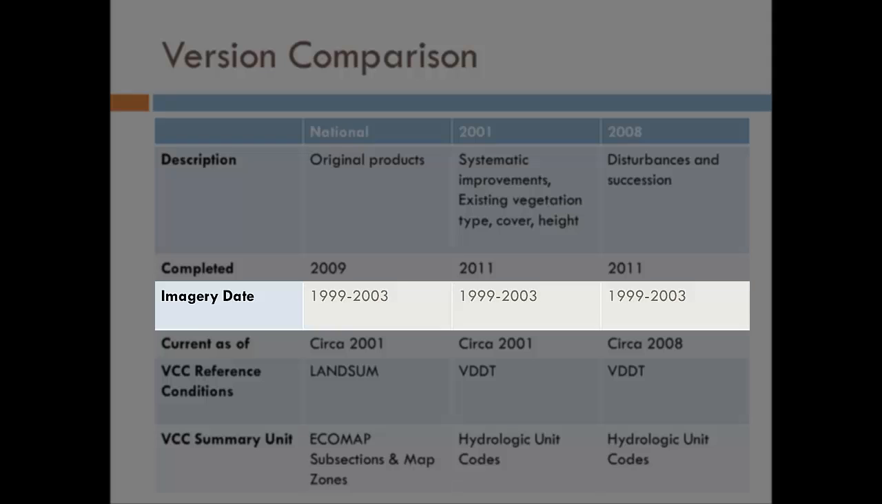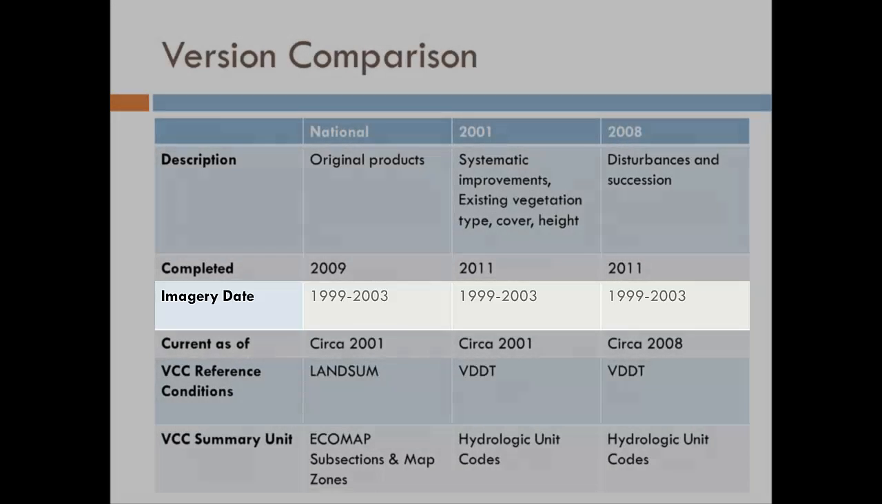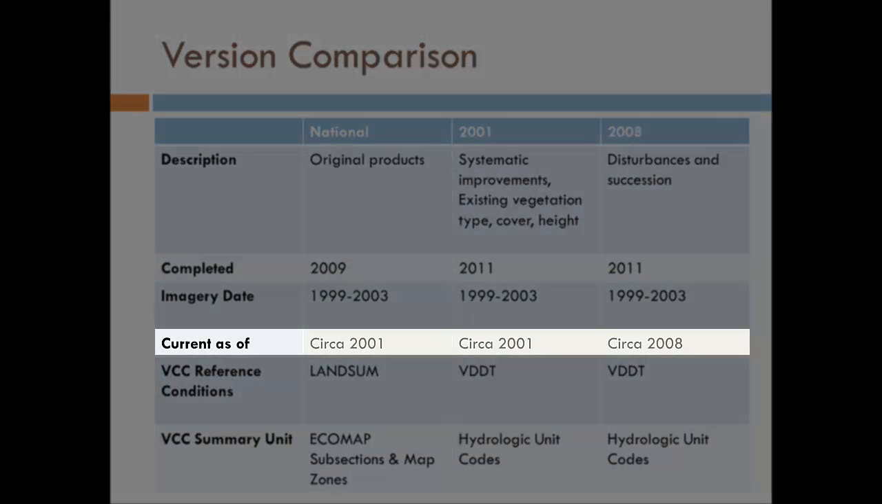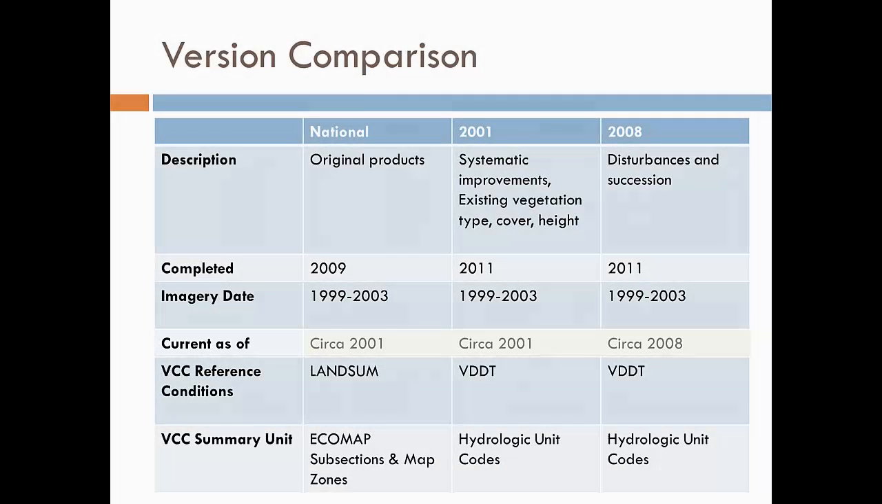First, notice that the imagery date does not change between the versions. Newer imagery was used only to remap areas where change was detected in the 2008 products. Next, notice that the products are current as of different dates. The national and 2001 versions are both current as of 2001. The difference is that the 2001 dataset incorporates some important mapping improvements. The 2008 data reflect landscape conditions as of 2008.